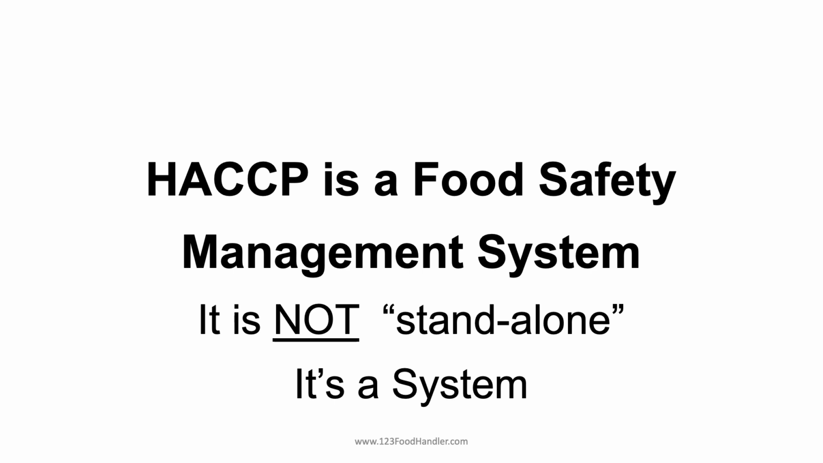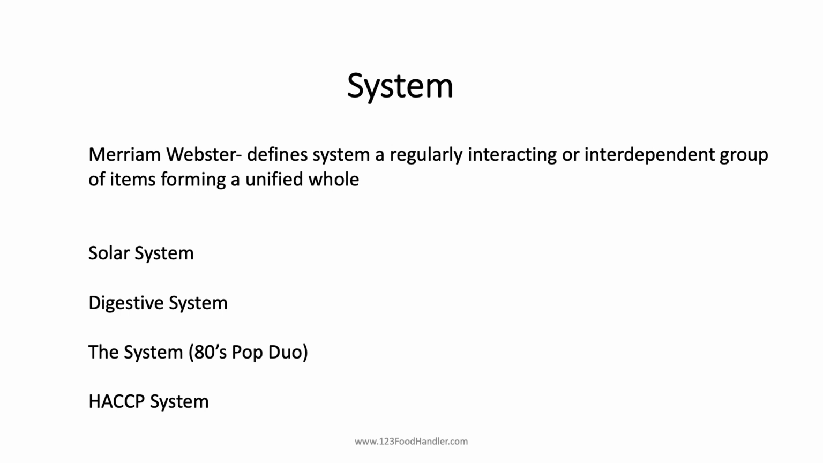Remember, HACCP is a food safety management system. It is not standalone. It's a system. So what is a system anyway? Well, Merriam-Webster defines system as a regularly interacting or interdependent group of items forming a unified whole, like a solar system, like a digestive system, like the System, an 80s pop duo, or, of course, the HACCP system.